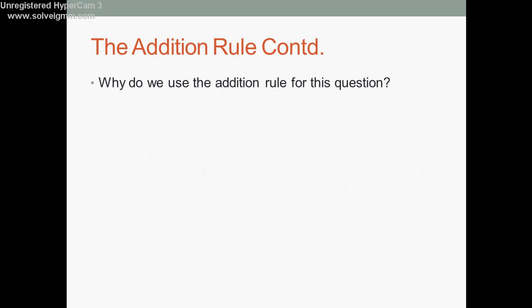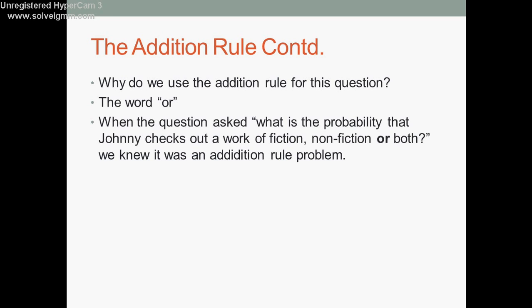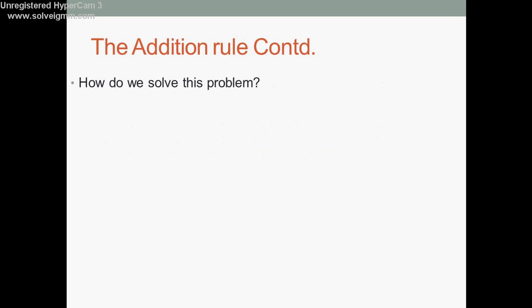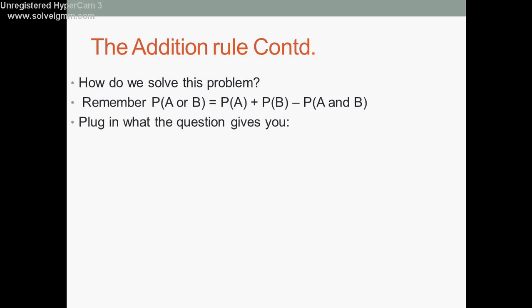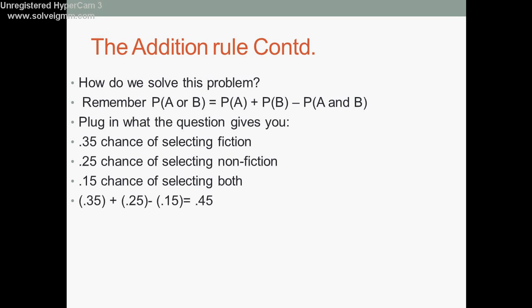In which cases do we use the addition rule? It is used when the word "or" is stated in the question. When the question asked, what is the probability that Johnny checks out a work of fiction, non-fiction, or both, we knew it was an addition rule problem. So how do we solve it? Easy. Just remember the formula and you're set. Just in case you've forgotten it, I have it right here. Afterwards, just plug in the information from the question in the formula, and 45.45 is your answer.